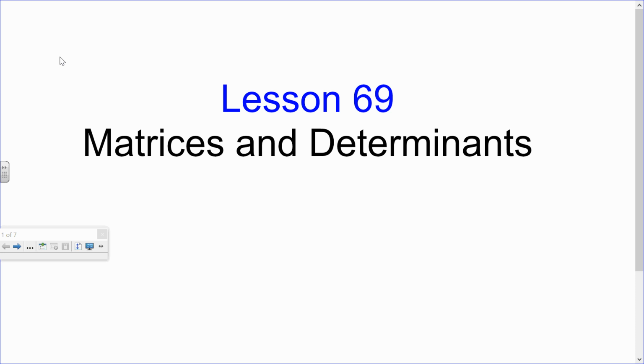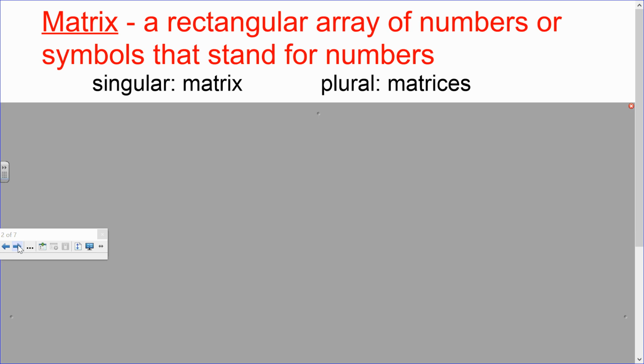Okay, so yes, computers use matrices a lot in programming. A matrix is simply a bunch of numbers or variables that can stand for numbers that are arranged in a rectangle. There's a lot of times when computers are analyzing a whole lot of data, so like you've got a table of data, all of these rows and columns, that's a matrix. Singular is matrix, plural is matrices.